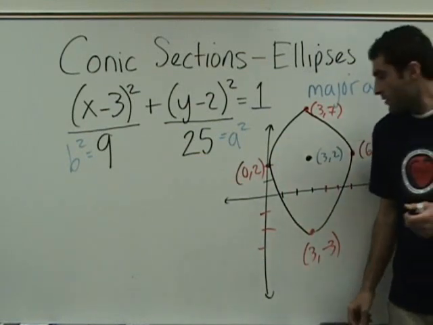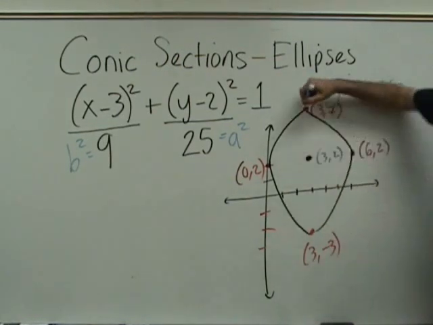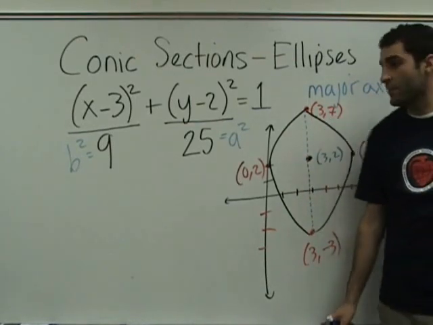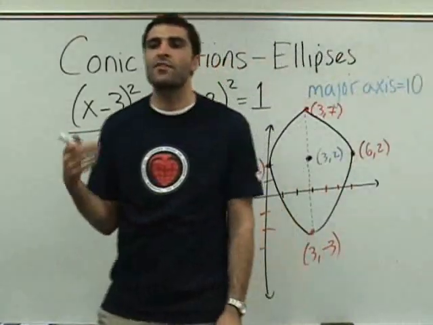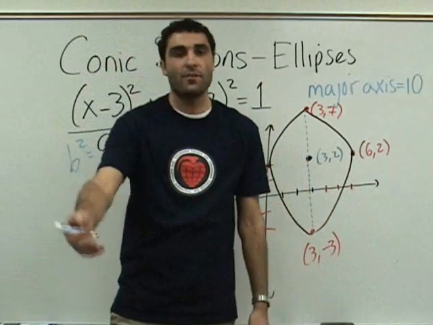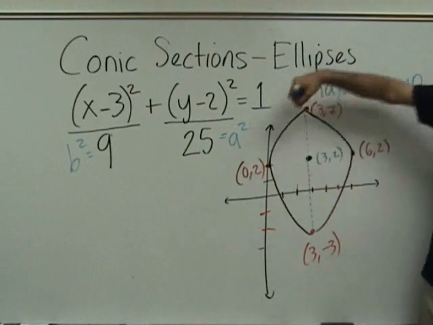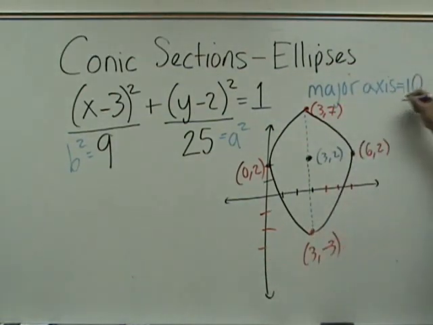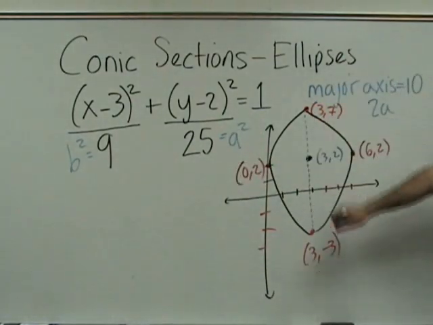So now the major axis goes up and down. What's the major axis now? 10. Good. Major axis equals 10. The book says the major axis equals 2a. If you want to remember major axis equals 2a, be my guest. If you want to remember major axis is this distance without a formula, you can do that too. What's a? A is 5. So 2 times 5 is 10. And we just said the major axis is 10.